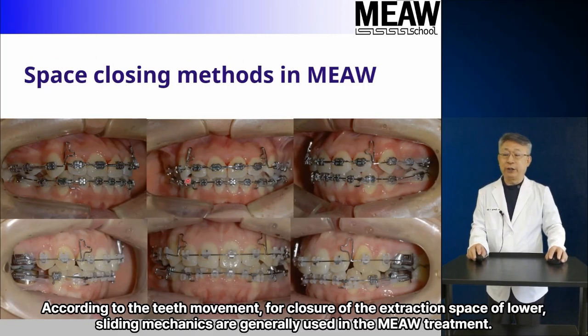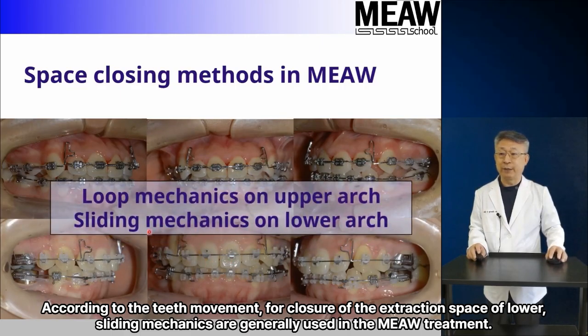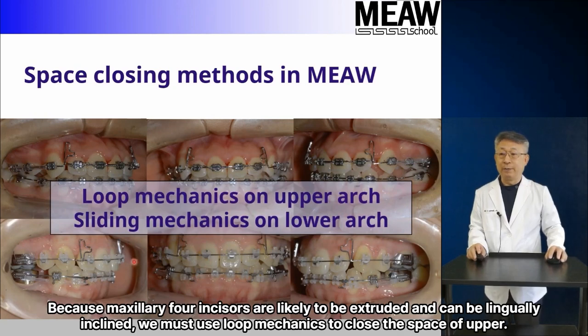According to the teeth movement, for closure of the extraction space of lower, sliding mechanics are generally used in the MEAW treatment. Because maxillary incisors are likely to be extruded and can be lingually inclined, we must use loop mechanics to close the space of upper.